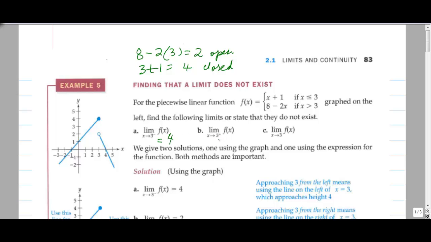How about as x approaches 3 from the right? You put your pencil on the graph, and you approach 3 from the right. My y value approaches 2. It doesn't equal 2, but it approaches 2. That's what the limit says. So on one side it's 4, the other side is 2. As x approaches 3 from both sides, it's not the same number. So we say the limit does not exist.